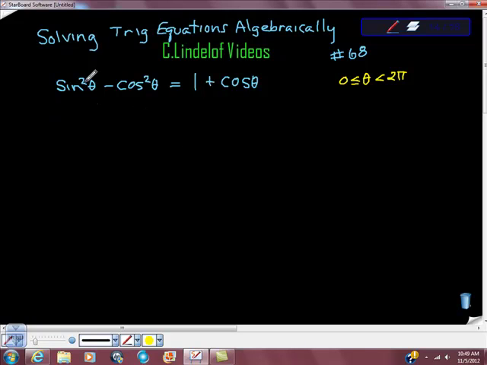What I noticed first is that I have sine, cosine, and cosine. Because I have cosine more times than I have sine, I think I'm going to solve this in terms of cosine. So I'm looking at this piece right here, and I'm going to get a replacement piece. We know from our Pythagorean identities that 1 minus cosine squared theta is sine squared theta. So minus cosine squared theta, I'm just rewriting what we already have.